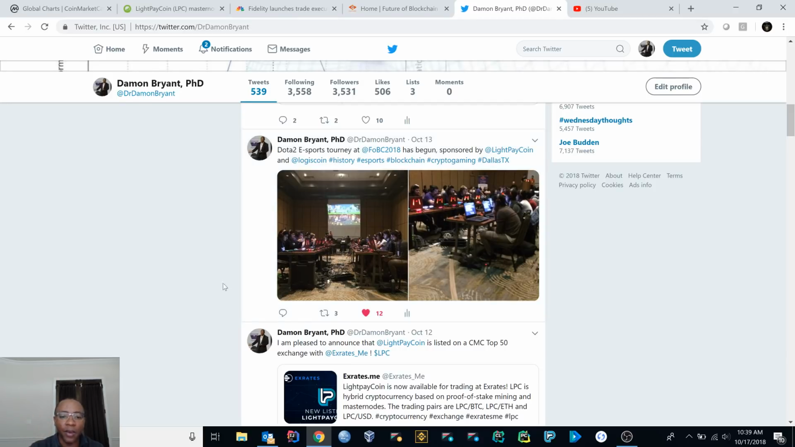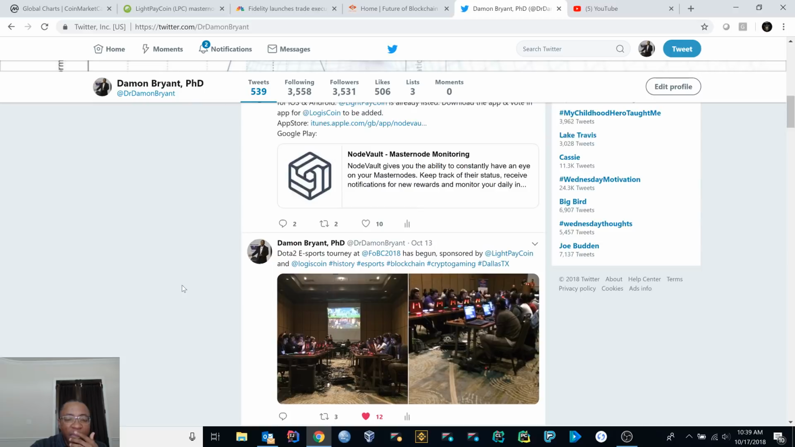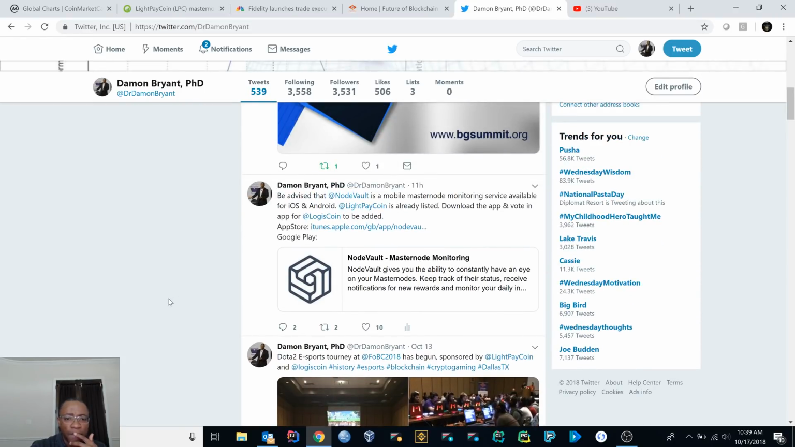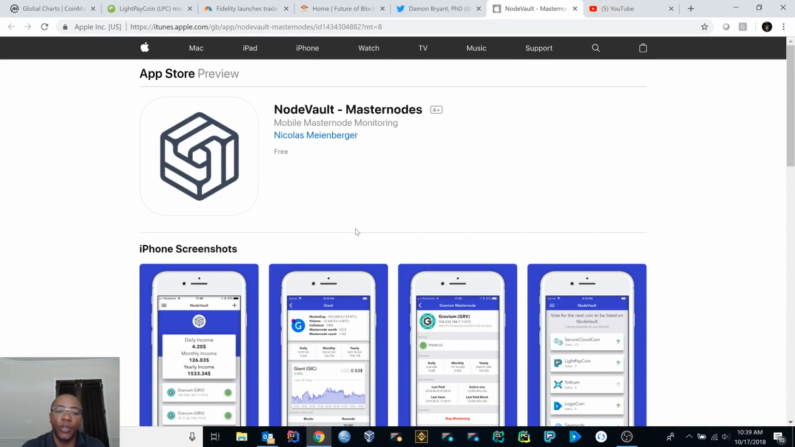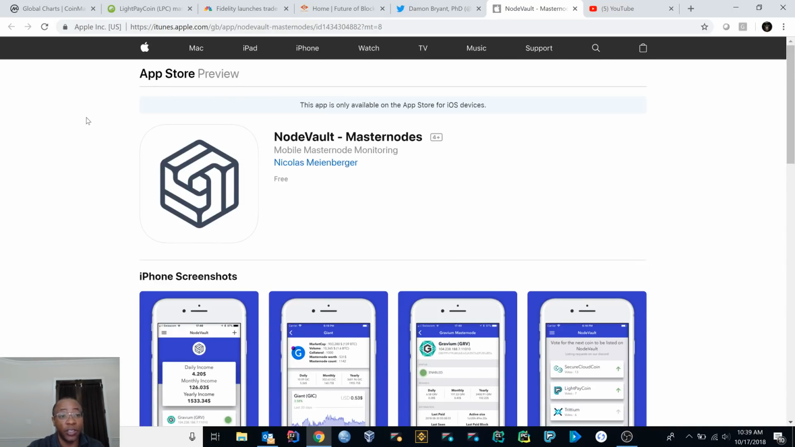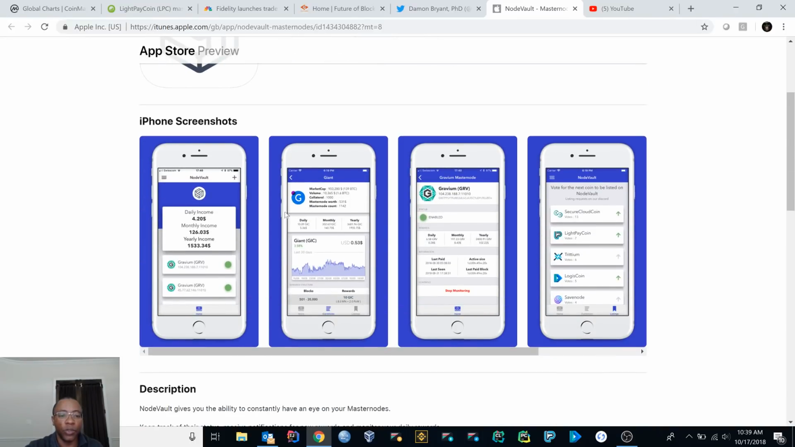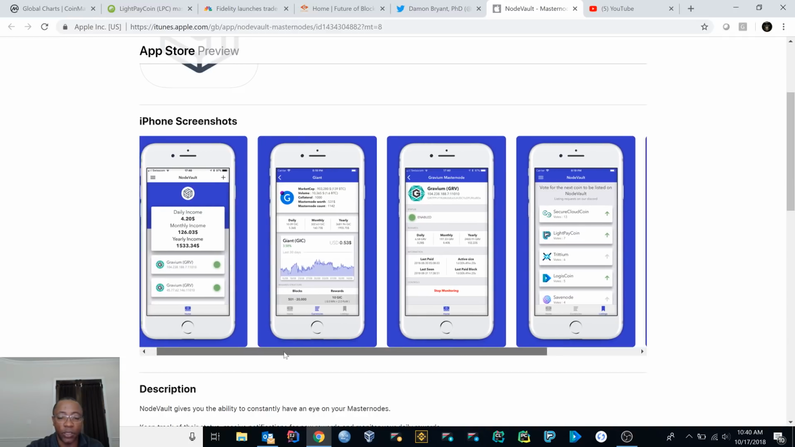On that note, in terms of developing applications, we have someone from the community who created an organization called NodeVault. NodeVault is a service that allows you to monitor your masternodes. It allows you to monitor your LPC and your LGS. And this is actually on the Apple Store. They've created one for Apple, and they've also created an application for Google Play. Just scrolling through some of the screenshots, I've already downloaded the app on my phone, and I'm monitoring some of the masternodes that I have.